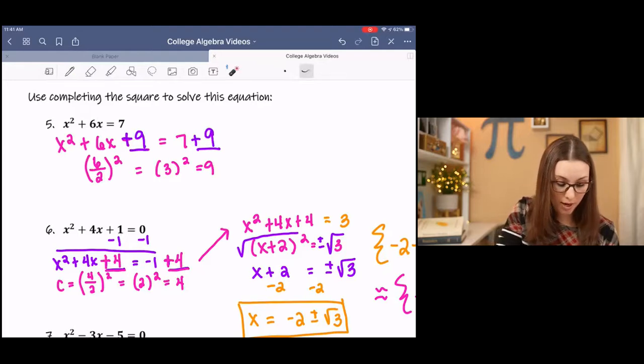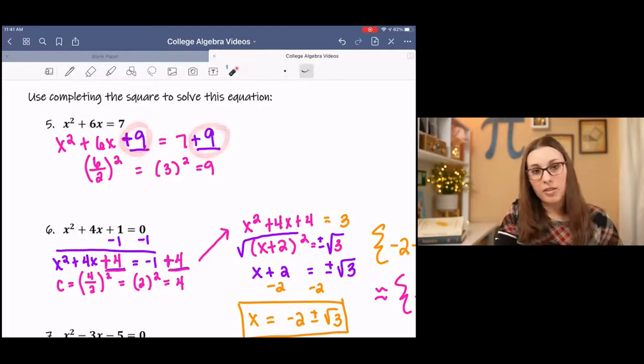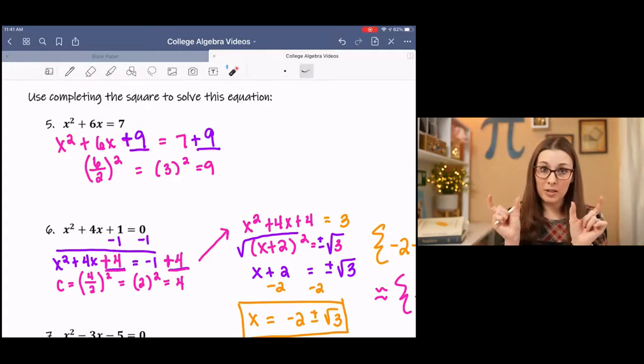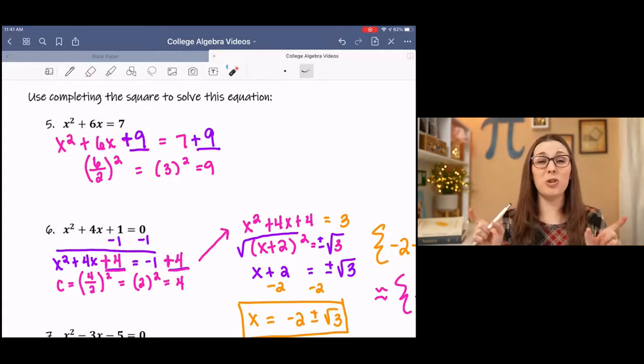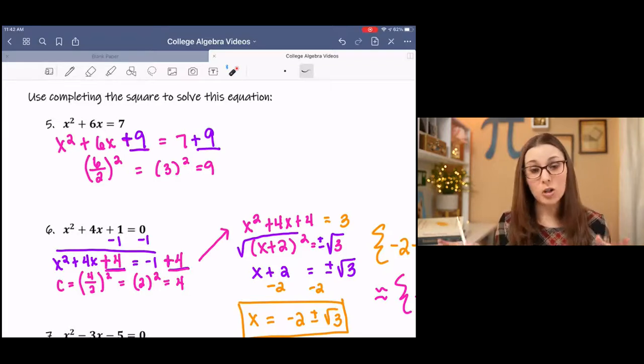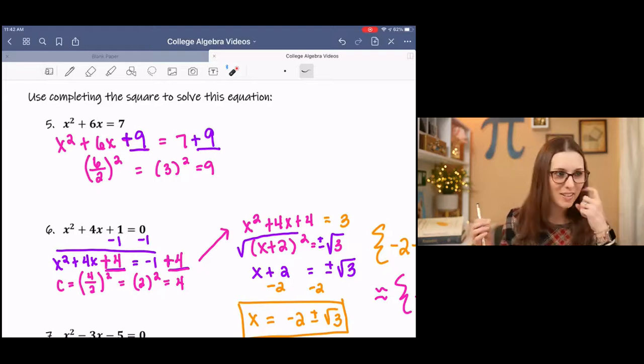And I will say it is so important. You might think that's kind of a tedious, unnecessary step, but it is such a good reminder to put those blanks on both sides of the equation so that you don't forget. Because so often when you're moving really quickly and doing a problem and you're not paying attention, you'll just add it to one side. And then your equation's unbalanced and your answer is just going to be wrong. So please make sure you put it on both sides.